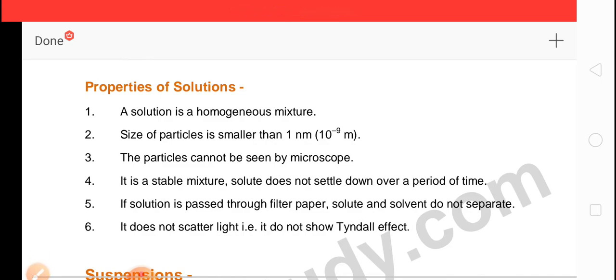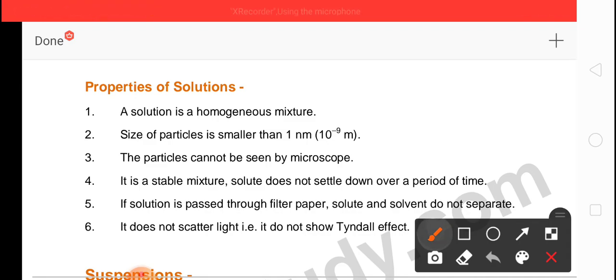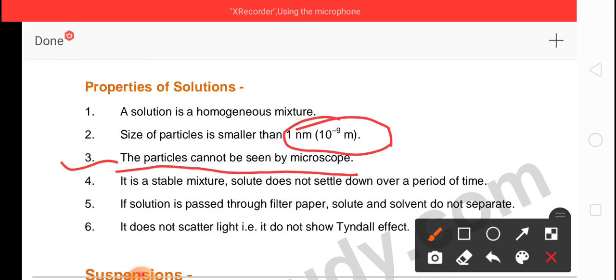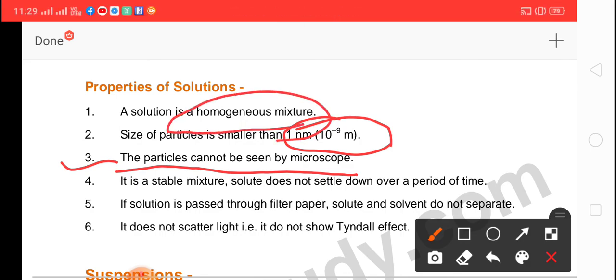Now you can see the properties of a solution. A solution is a homogeneous mixture, and the size of the particles is very small, about 10 to the power minus 9 meter, or 1 nanometer, or smaller. The particles cannot be seen by a microscope. Keep in mind, this is the main point. A solution is a homogeneous mixture, not a heterogeneous mixture, and it is a stable mixture. The solute doesn't settle down over a period of time.